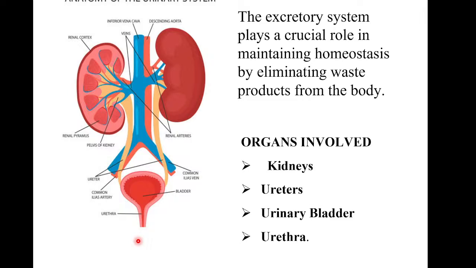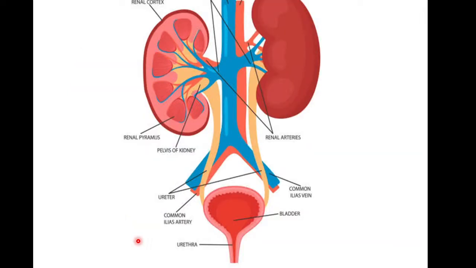You can see in my next slide, this is the structure of the kidney. This is one pair of kidneys, and there is one pair of ureters, one bladder, and one urethra. So one by one we'll discuss each and every structure. Let's begin with the first structure, the kidney.